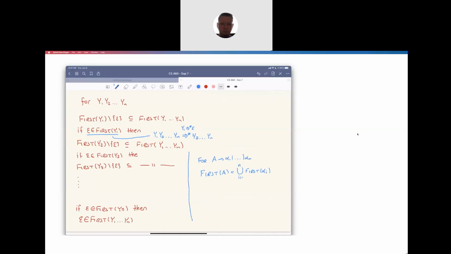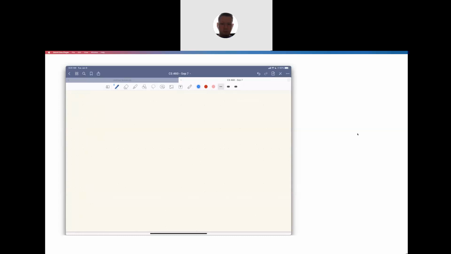So let's try one. Let's do example 4.3. So we have this: A, B, E, epsilon, B, B, C, B, D, epsilon. Right, so where do we start? Well, we got to deal with each of these bits here. So let's just do those.